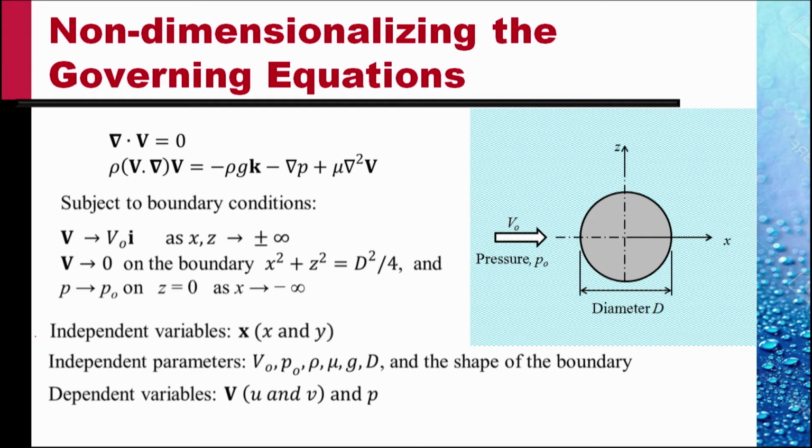Dependent variables would be u and v as functions of x and y over the flow field, and p, the pressure at the various points x and y over the flow field. The dependent parameter could be the lift, the drag, the pitching moments, etc. Of course, for a circular cylinder, there will be no pitching moment. But this could be the list of dependent parameters. This is only as an example.